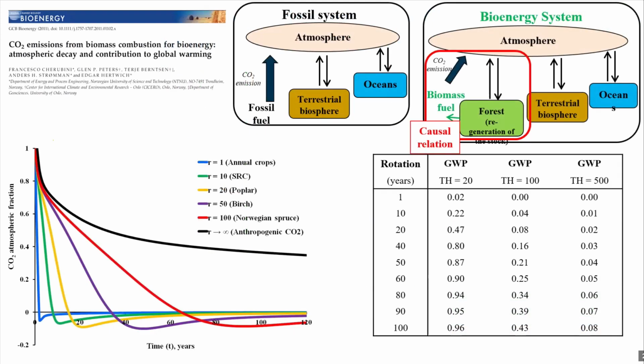And then in this article, Cherubini and colleagues, they basically performed a mathematical convolution between the local biomass system, between forest regeneration and bioenergy combustion, and basically modeled how it perturbs the global carbon cycle. And these are the impulse response functions that they develop. And as you can see, they change a lot depending on the rotation period.